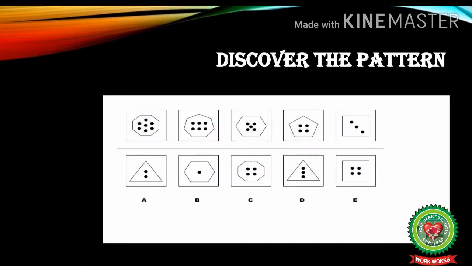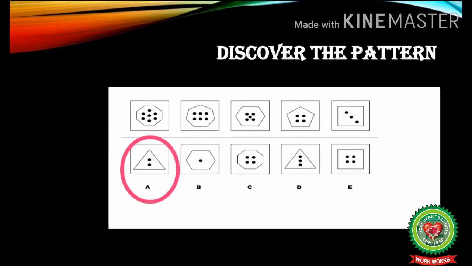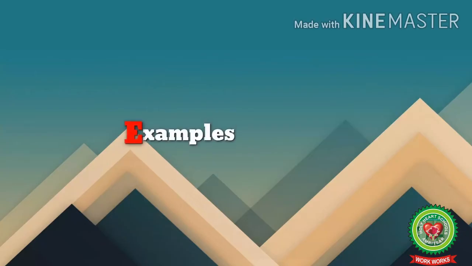Now let us take this example. There are 7 dots in the first figure, then 6 dots, then 5 dots, then 4 dots and then 3 dots. So what will be the next figure? Whether it will be A, B, C, D or E. Let us see. According to the pattern, it will be A, that is the figure with 2 dots. Now let us take some more examples.